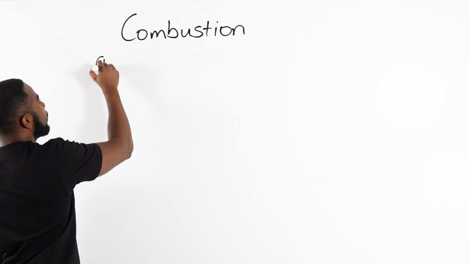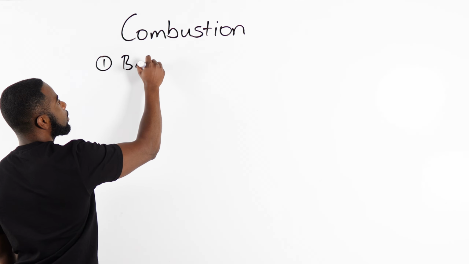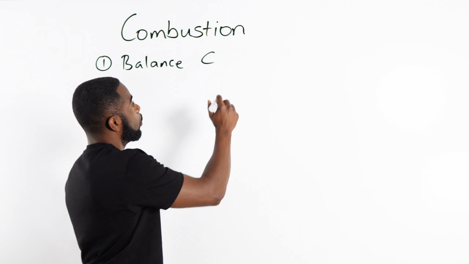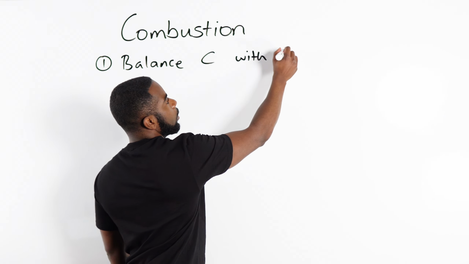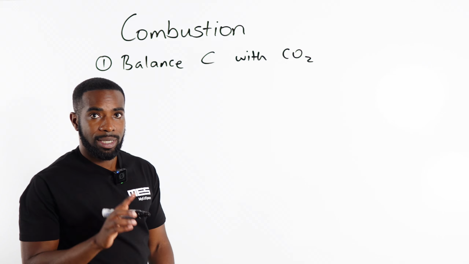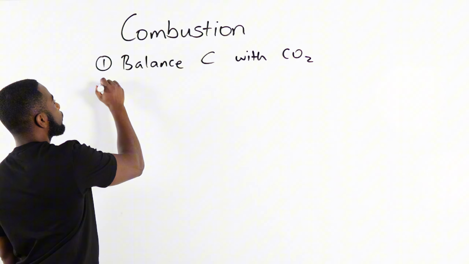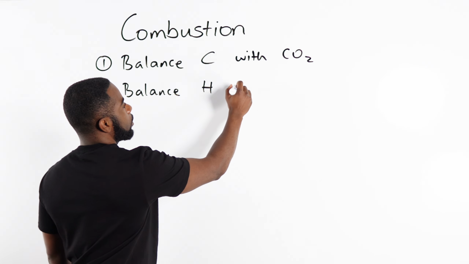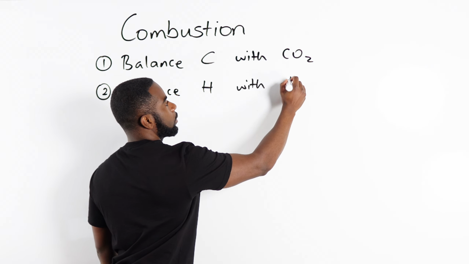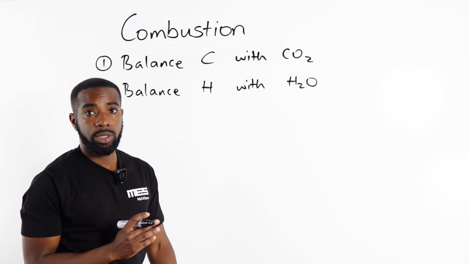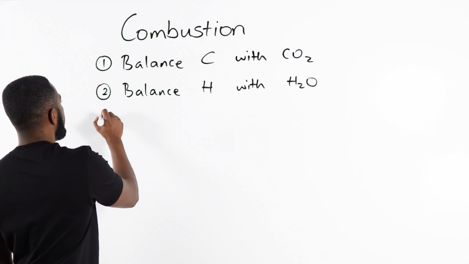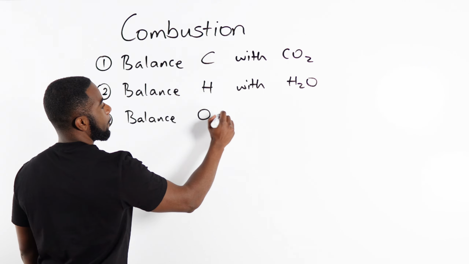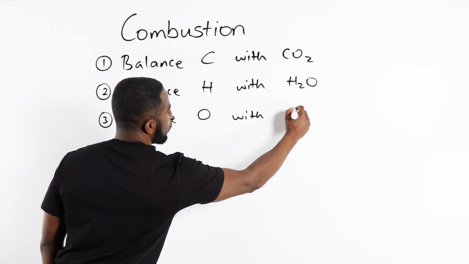First thing you need to do, number one, is balance all your carbons in your alkane with the CO2. The second thing you need to do is balance your hydrogens with the water. And then the last thing you need to do is go back and have a look at the oxygen and balance those with the O2 that we've got there.